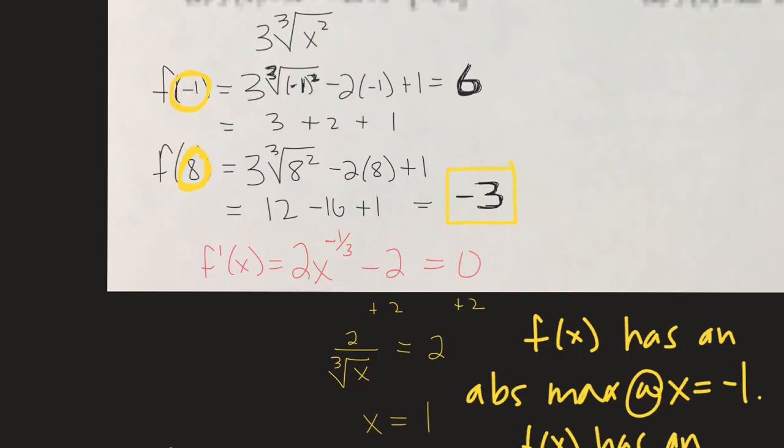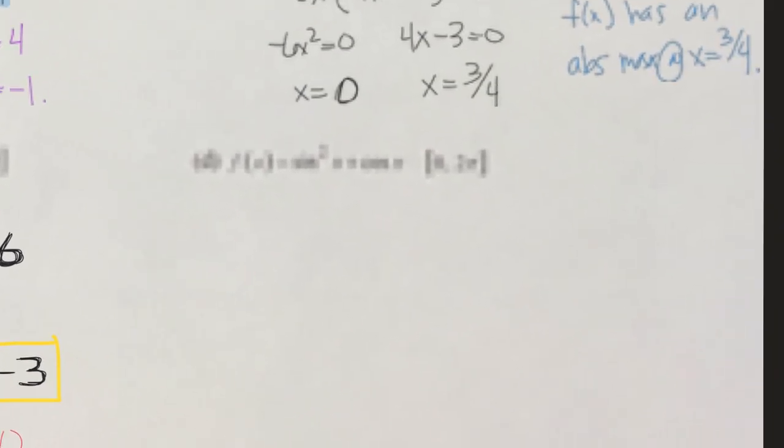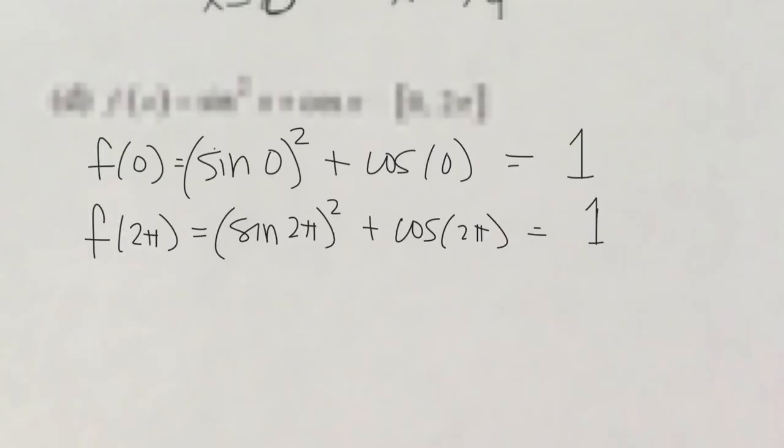Okay, let's move on. So our last example is a trig example. So let's evaluate our endpoints, 0 and 2 pi. Both of these have y values of 1, because the sine of 0 is 0, the sine of 2 pi is also 0, the cosine of 0 is 1, and the cosine of 2 pi is 1. So our answers are just 1.